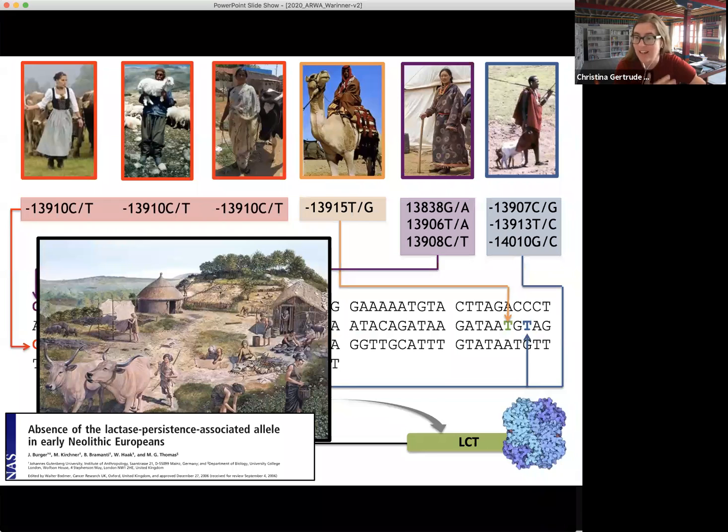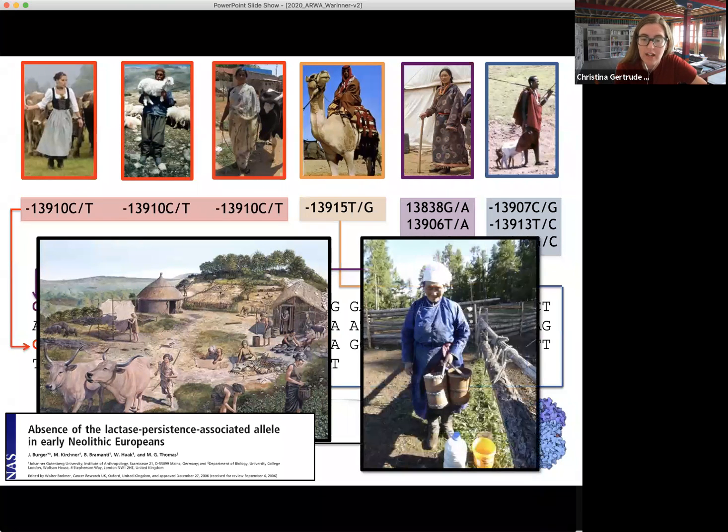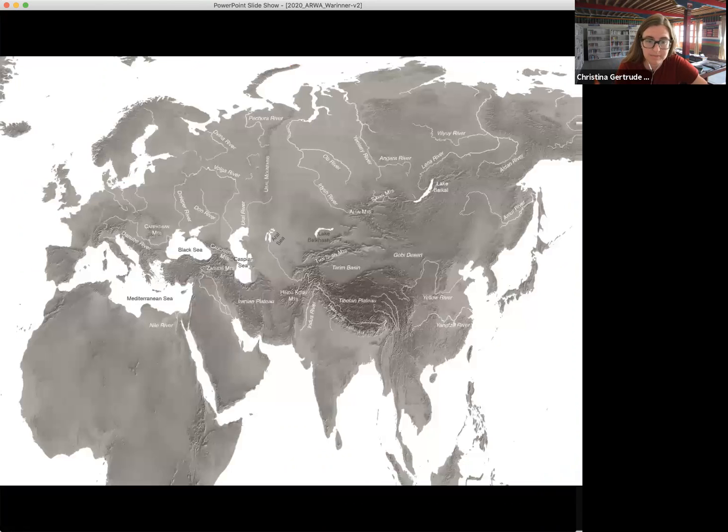In fact, we find that Neolithic populations across the board do not have these mutations. And of course, one thing that was never explained is that there are populations today around the world who have a strongly dairy-based economy who don't have these mutations even today. A good example of this would be Mongolia, and that just remains unexplained.